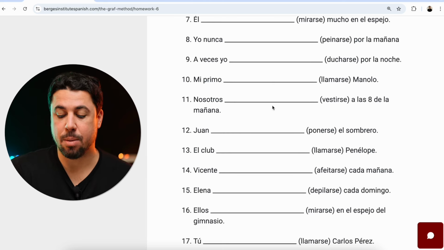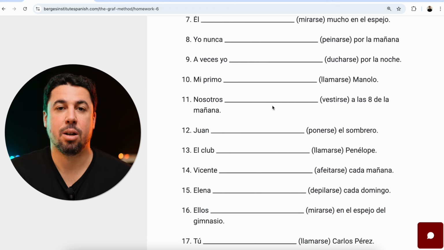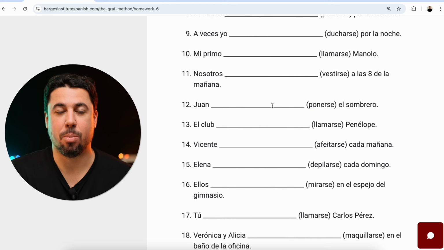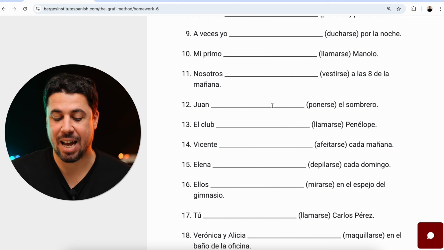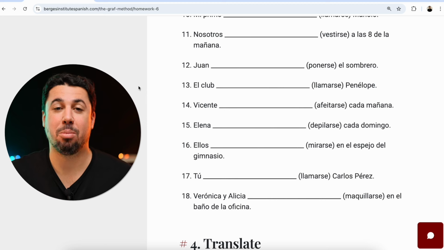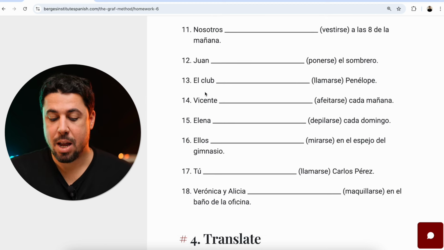Nosotros nos vestimos a las 8 de la mañana. We get dressed at 8 in the morning. Juan se pone el sombrero. Juan puts on his hat. El club se llama Penélope. So the club is named Penelope, or the name of the club is Penelope.